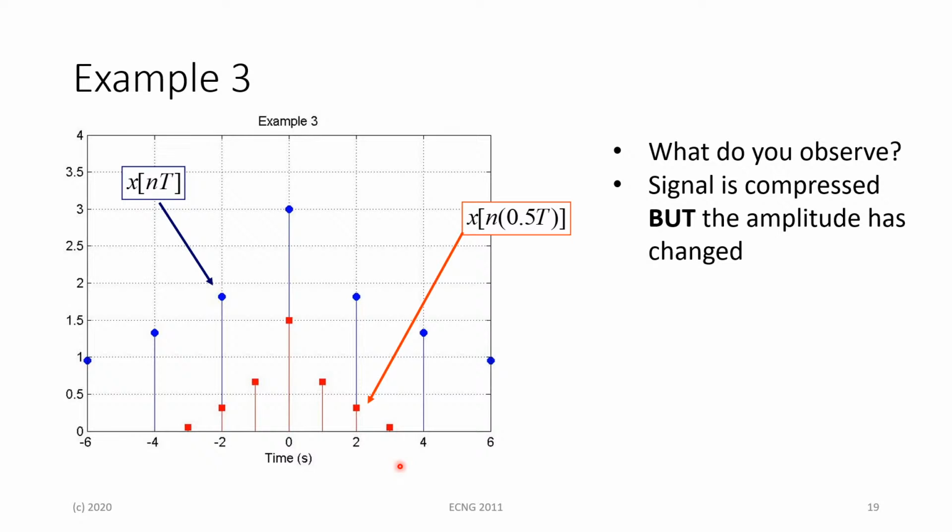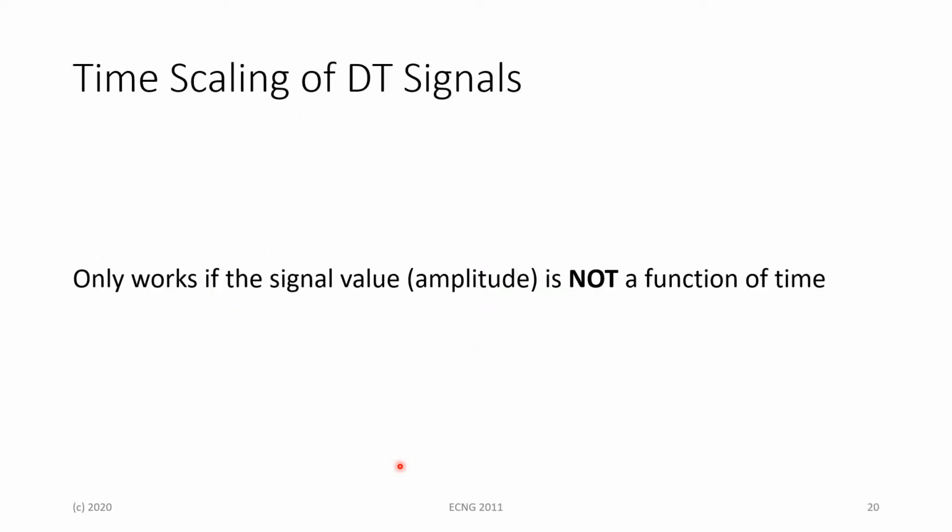So you do this in particular when you want to make sure you do everything in one operation instead of two separate operations. Alright, so in time scaling of discretized signals, this only works when the signal value or the amplitude is not going to be a function of time.